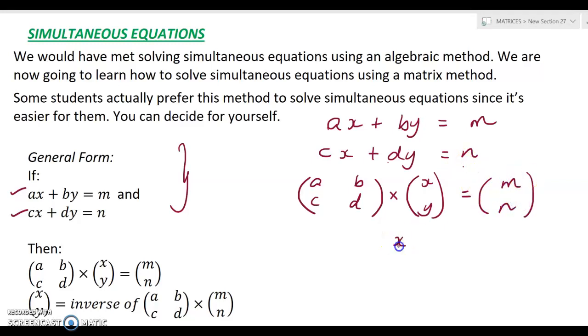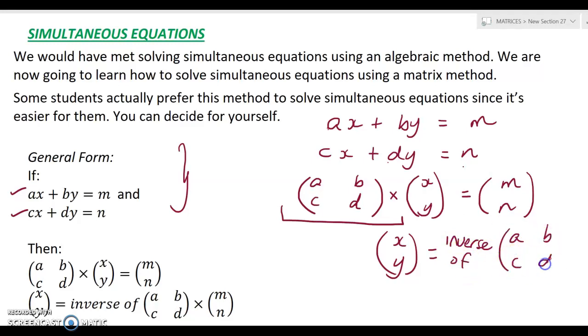Now to find the value of x and y, just like in algebra, we're going to carry across what's next to the x and y to the right-hand side. Now, the opposite of a matrix, when you take it from one side to the other side, it becomes the inverse of that matrix. So, the inverse of A, B, C, D multiplied by M, N. I know it's a little bit scrappy, but here it is, right? Now, it is a little bit confusing because it's only letters we're using here.